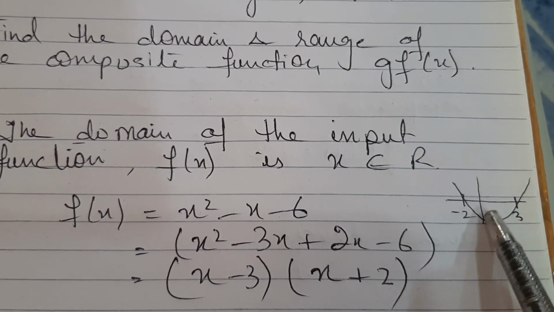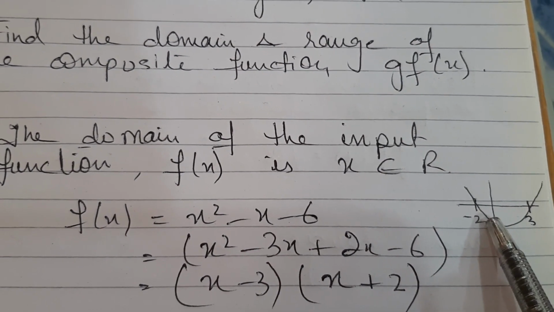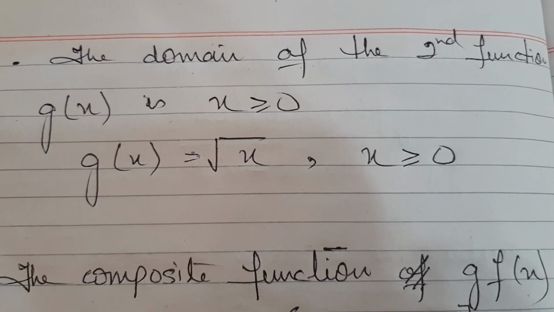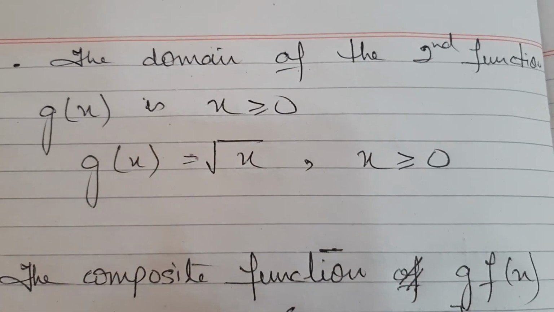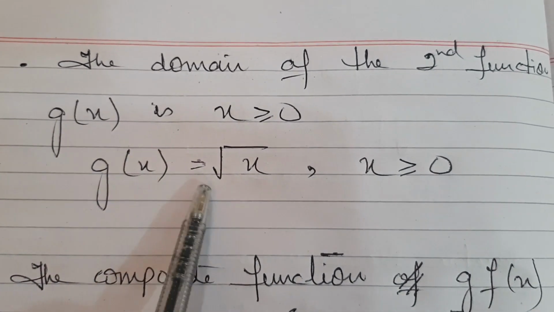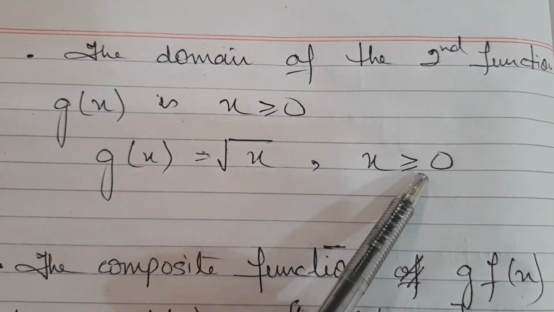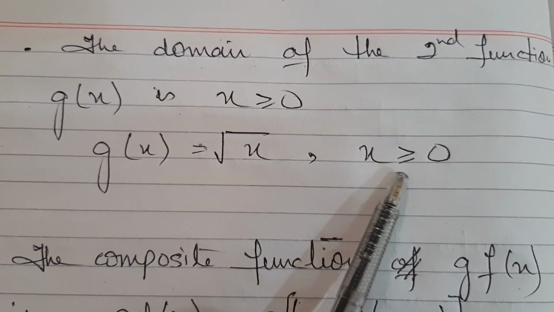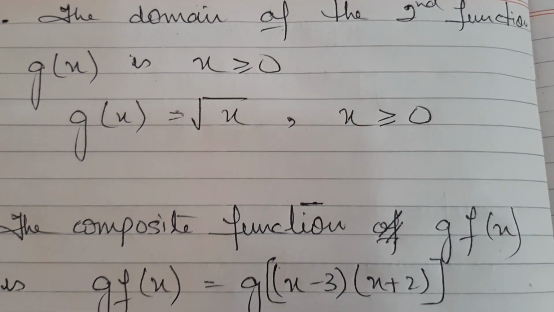So the graph has this shape, right? And it has domain x belongs to real numbers. Any real number is the domain. And the domain of the second function, which is g of x equals root x, is x greater than or equal to 0, because this function is defined only if x is greater than or equal to 0.